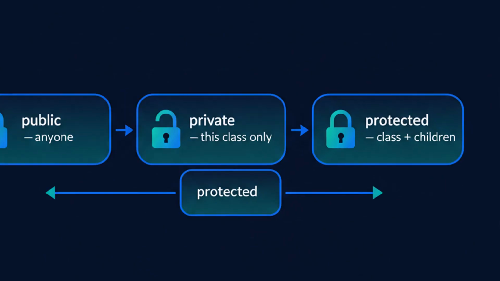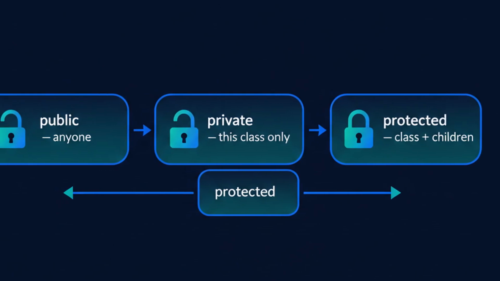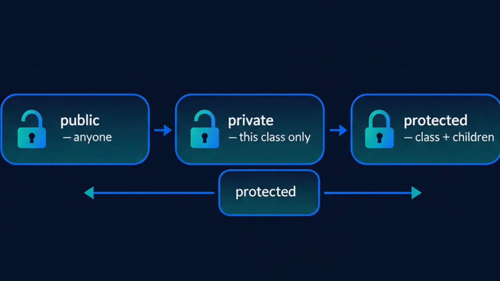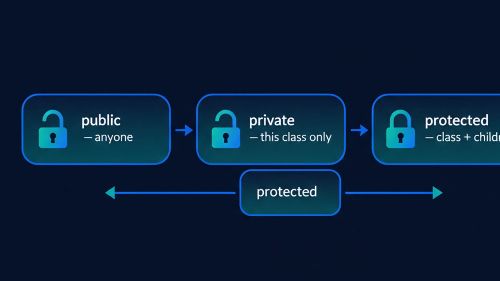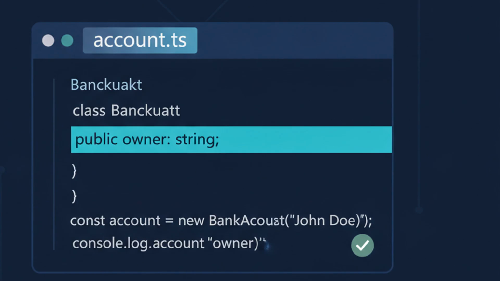So far, anyone can read or change any property, but sometimes you want to protect data. Imagine a bank account. You should never be able to set the balance directly to 1,000,000 rupees. Access modifiers control who can touch what. TypeScript gives us 3: public, private, and protected. Let's break them down.